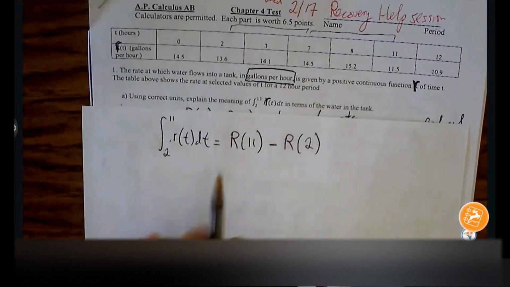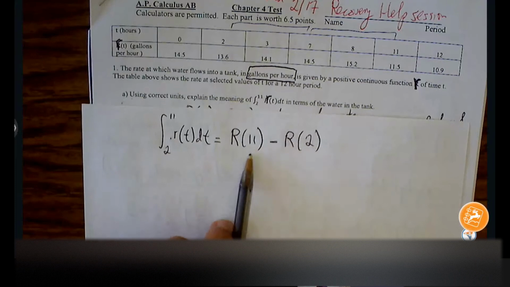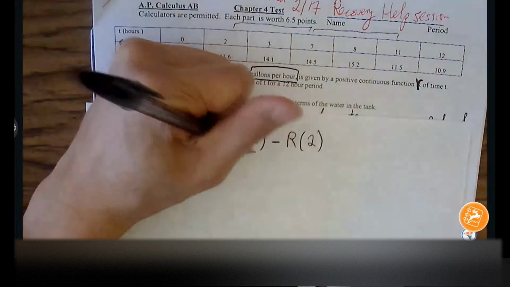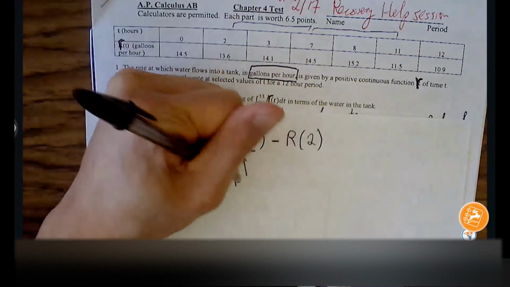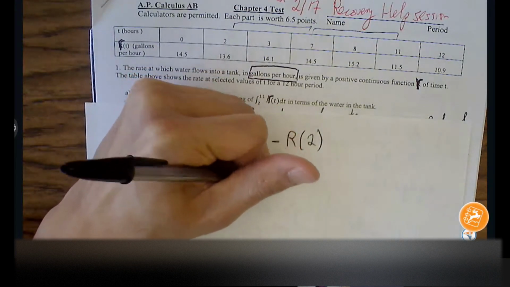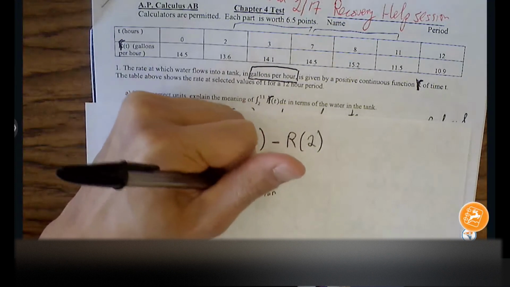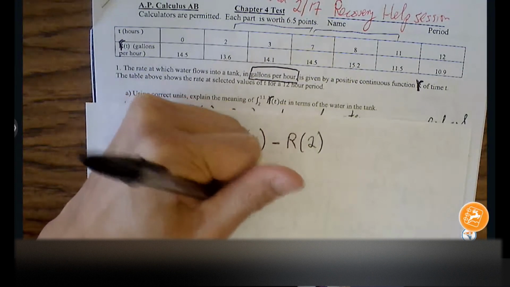And we have to understand what this means here. So uppercase R is no longer rate anymore. This is telling us how much water in the tank at t equals 11.